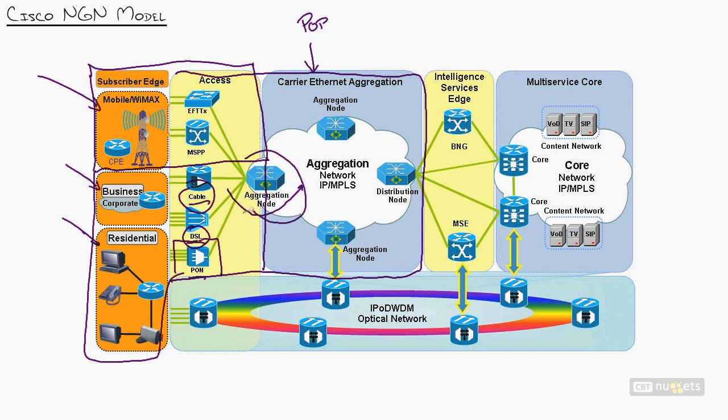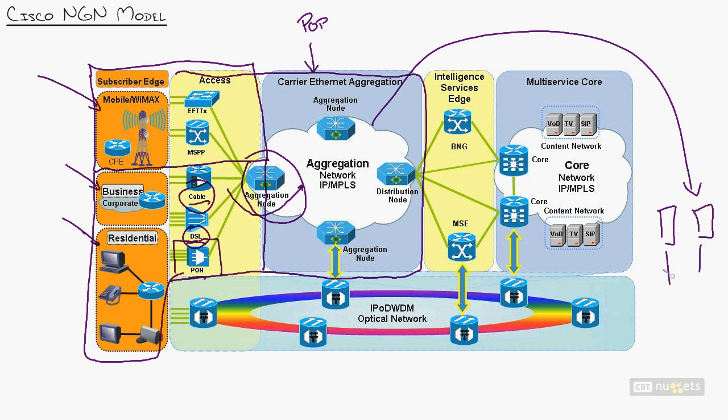This is known as the aggregation node. Now, if we were to break this out, if we were to model this, you would typically see a three-tier model. This is where you'd see your core layer, distribution layer, and then access layer. I don't know if you guys remember the three-tier Cisco hierarchy.